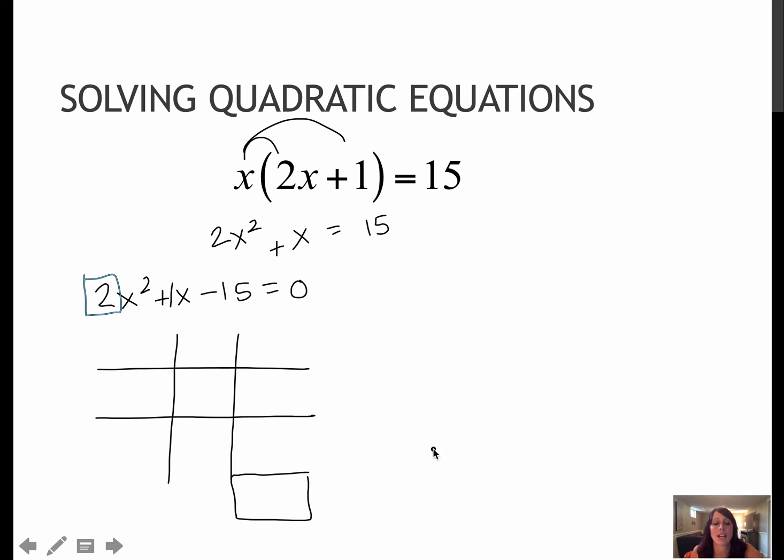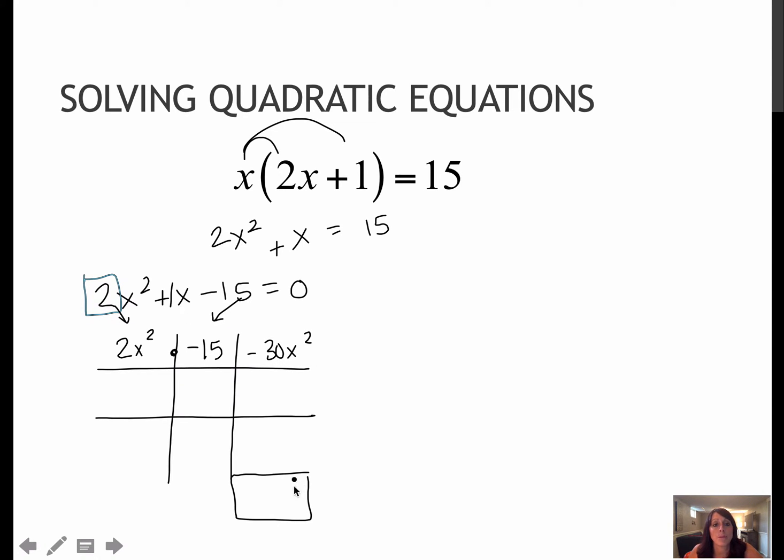So to set up tic-tac-toe, I'm going to make a tic-tac-toe board like so and put a little box on the bottom right. And in the first box, I'm going to write my first term. And in the second box, I'm going to write my last term. So when Alex uses the AC method, this is what they're doing. They're taking a times c just as I'm doing. 2x squared times negative 15 is negative 30x squared.